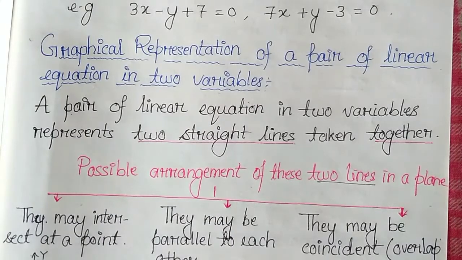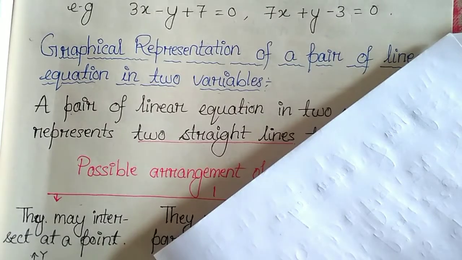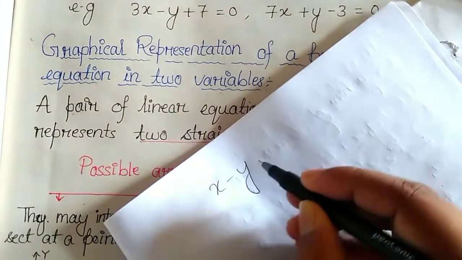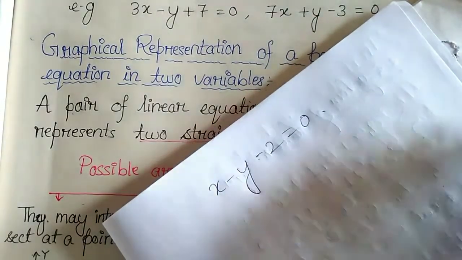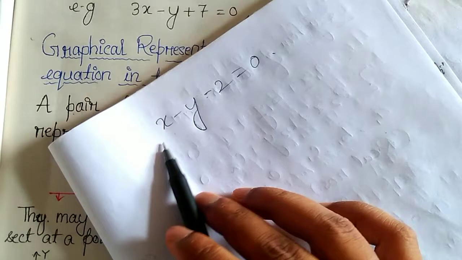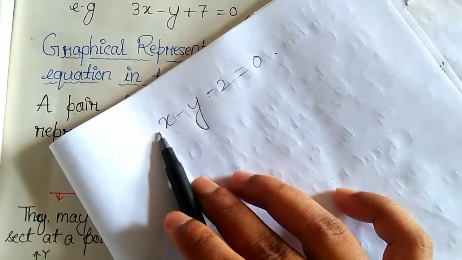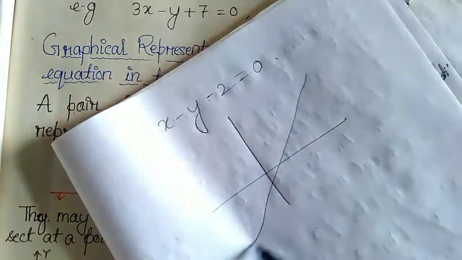Okay, so let's begin with a linear equation in two variables. Say x minus y minus 2 is equal to 0. Now we know, students, that when this is represented in a graph, it will be a straight line.